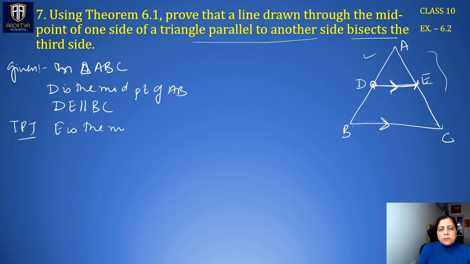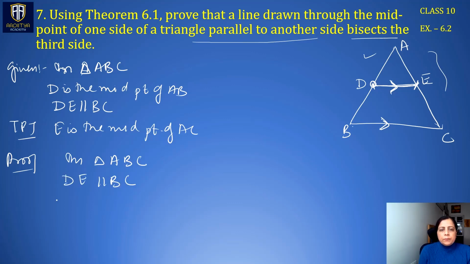E is the midpoint of AC. This we have to prove. So what we can do here, since DE is given parallel to BC, we can start with the basic proportionality theorem. So the proving part is here. In triangle ABC, since DE is given parallel to BC, we can take the ratio AD upon BD. AD upon BD is equal to AE upon CE, right? This is by basic proportionality theorem.